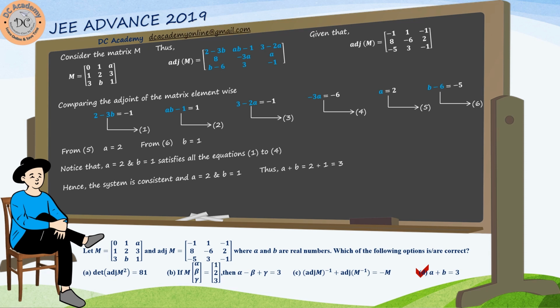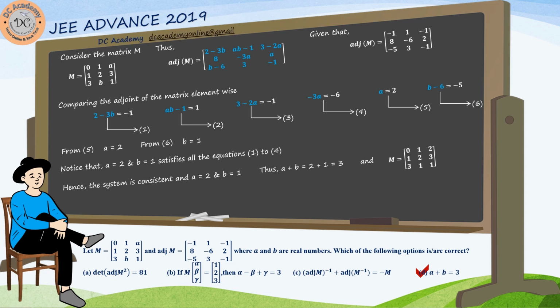That's it. Now also notice that we already get that A value and B value. So therefore we can put A equal to 2 and B equal to 1 in the matrix M, right? And we get the proper matrix where no unknown will be there. So let's go ahead. So here we get the matrix M.